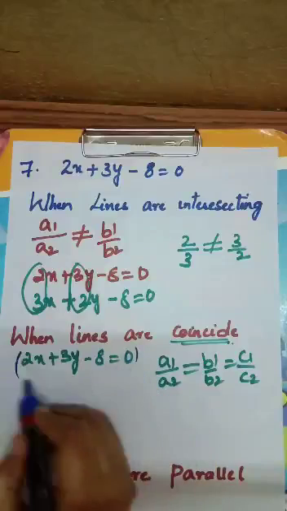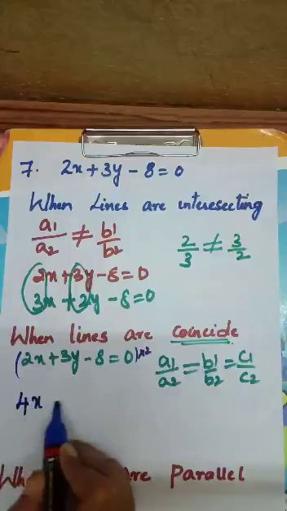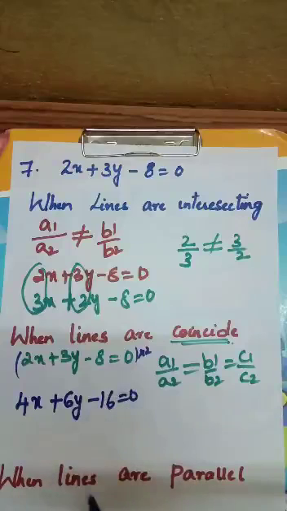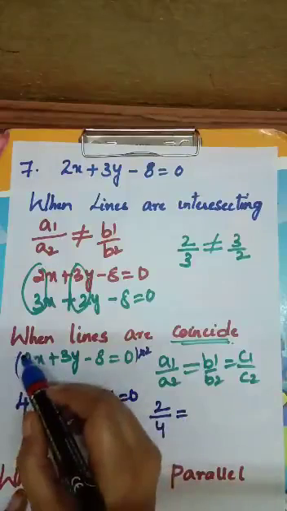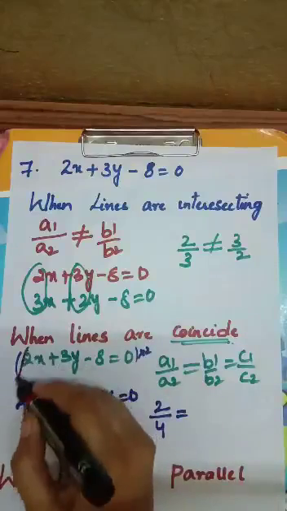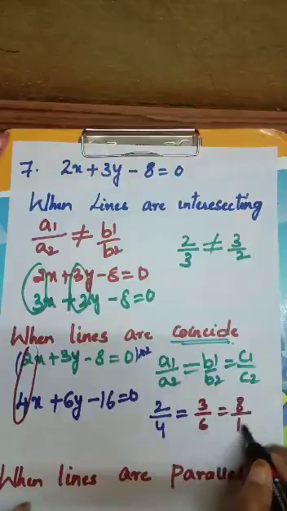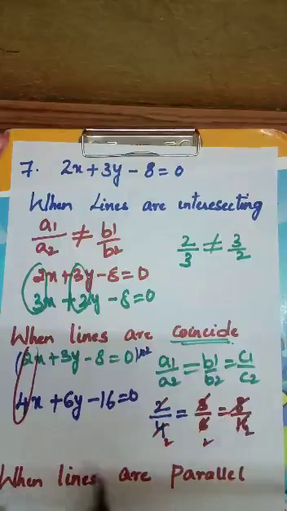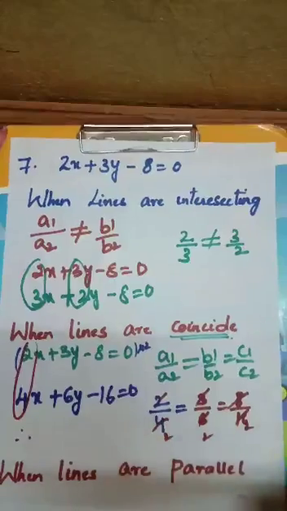So multiply by 2, it will become 4x plus 6y minus 16 is equal to 0. Now you check a1 by a2, that is 2 by 4 is equal to 3 by 6 is equal to 8 by 16. Cancel: 2 ones are 2, 2 twos are 4; 3 ones are 3, 2 threes are 6; 8 ones are 8, 2 eights are 16. Therefore, the lines are coincident lines. That means when all are equal.